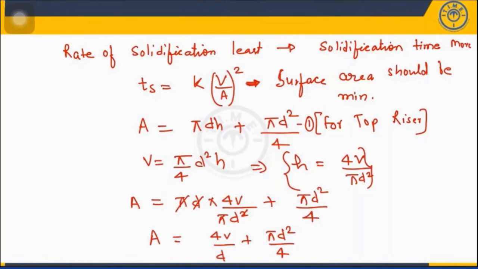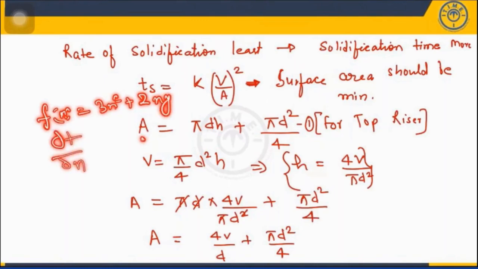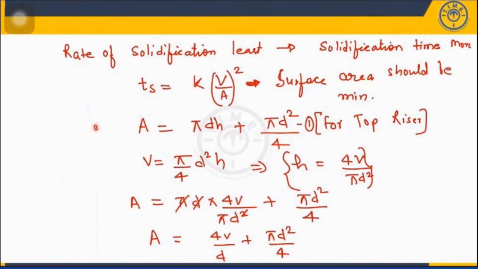So why have I converted this h value in terms of d? Because you have to minimize the surface area. Minimizing means, if you want to minimize a function, let us suppose f(x) is given as 3x square plus 2xy, you will differentiate this function with respect to x or with respect to y and equate to 0. Same thing I have done, because there are two unknowns, I have converted h in terms of d. Now I will differentiate this area in terms of d. So partial differentiation of A with respect to d equal to 0, if I do.